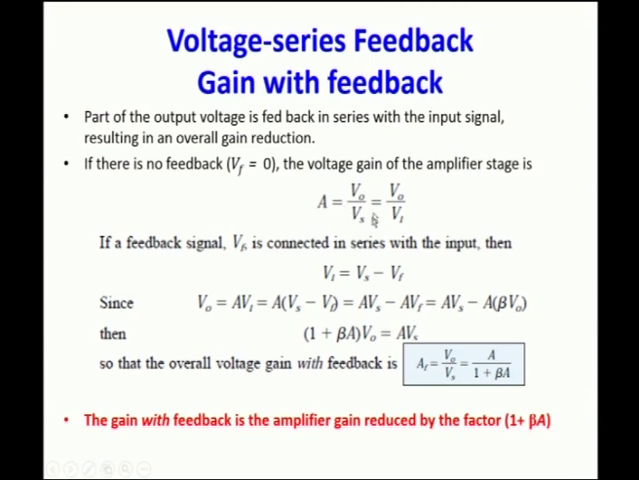A is V naught by Vs, and it can be represented as V naught by Vi, since without feedback Vs is Vi. In this case, there is no feedback, which means that A is the gain of the amplifier without feedback. If the feedback is given, this case is different. We know that Vi is the difference between the input signal and the feedback signal, and if that is substituted, finally, as in the previous case, we obtain the gain with feedback as A by 1 plus beta A.